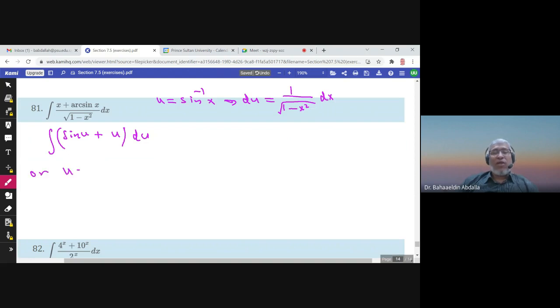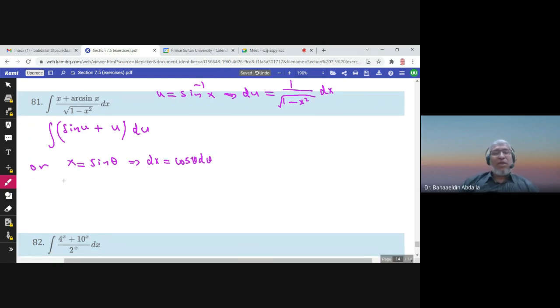Or if you take x as sine theta using section 7.3, then dx would be cosine theta d theta. And then the integral would be integral of x is sine theta, sine inverse x is just theta, and square root of 1 minus sine squared is square root of cosine squared, which is cosine, and dx is cosine theta d theta, and then you have integral sine theta plus theta d theta, which is exactly the same as this.